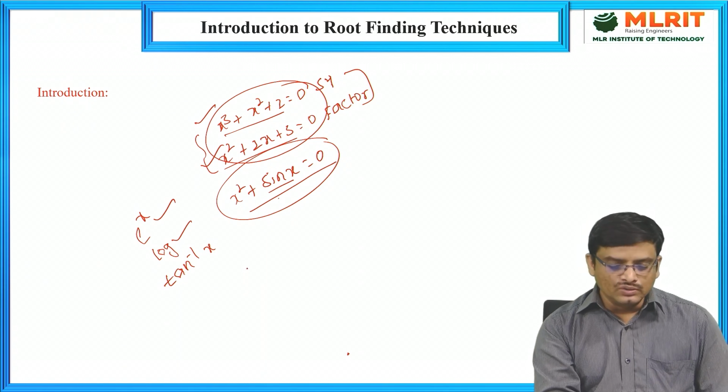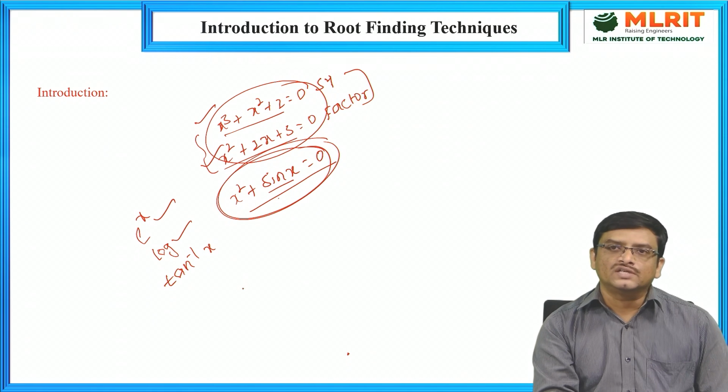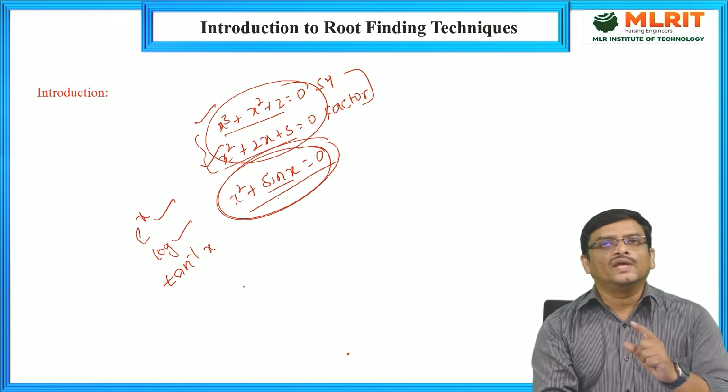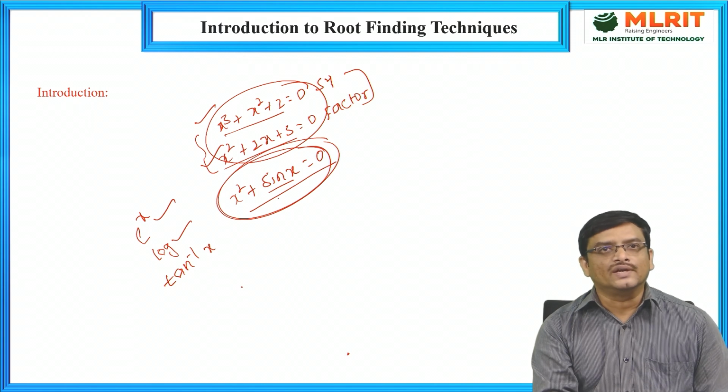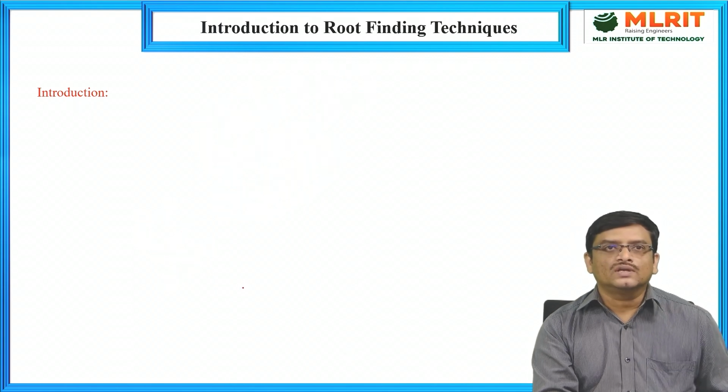In order to get the solution for this type of equations, we call them transcendental equations. If you want to find the roots of transcendental equations, then we have to go to the concept of numerical techniques. That is the main use of these numerical techniques. So now in these numerical techniques, first we will go for the bisection method.